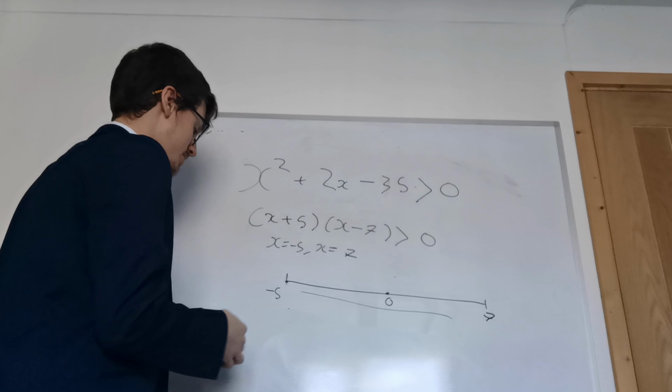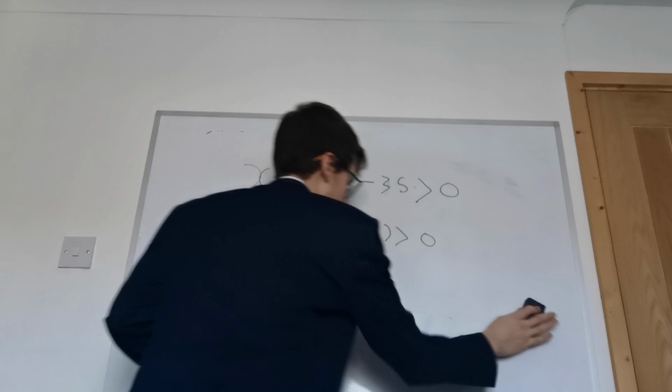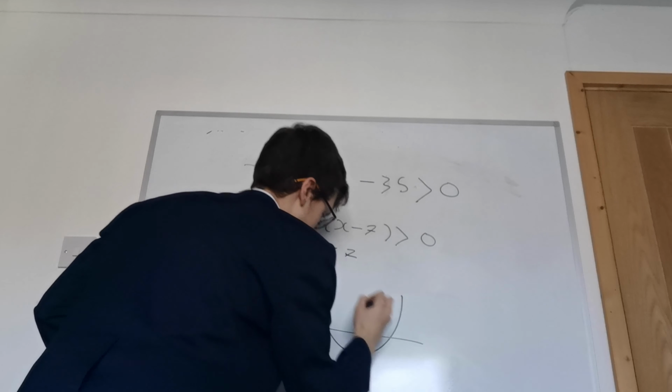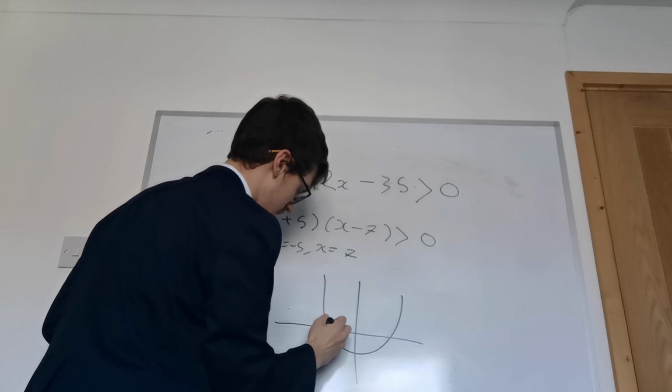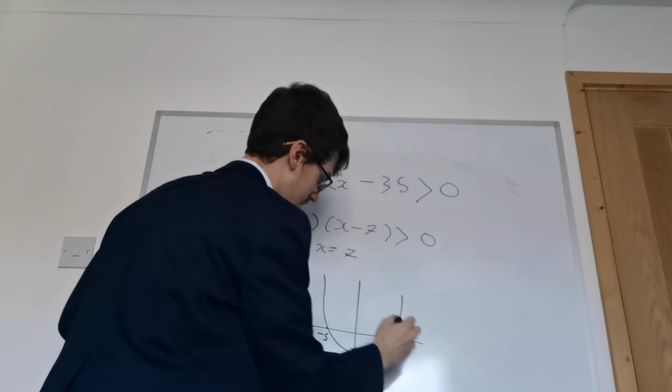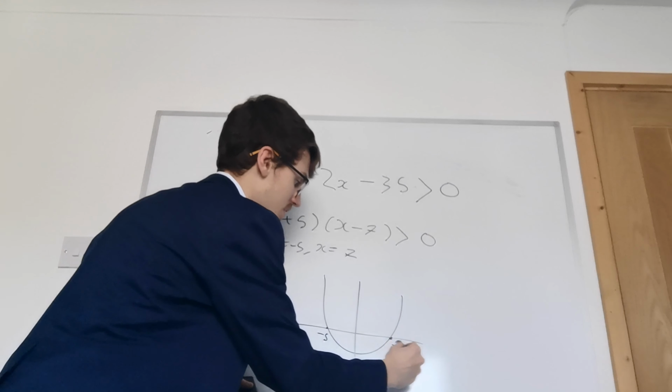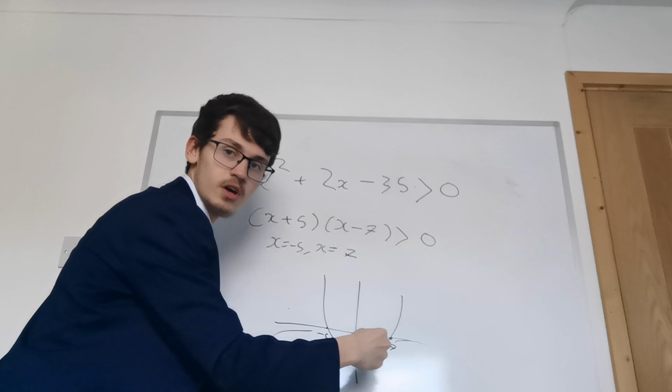Well, it's pretty simple, to be honest. All we have to do is just imagine a graph, yeah? So you imagine a graph like this. Okay, we've got minus 5 here and 7 here, yeah? So the x values we want to represent are the ones here, the ones that are not internal.